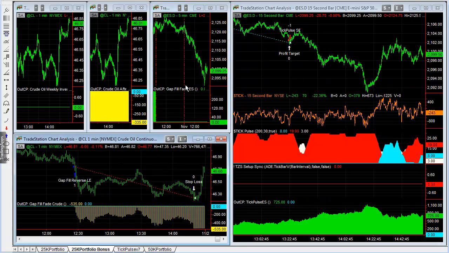system to combine. So gap fill, fade, E-mini S&P, gap fill, fade, crude, or gap fill and reverse are the other names of these strategies. These are in the book Algorithmic Trading Systems.